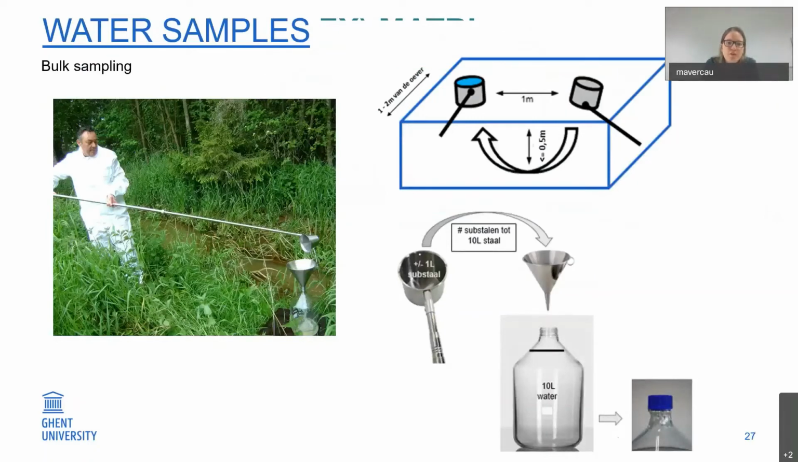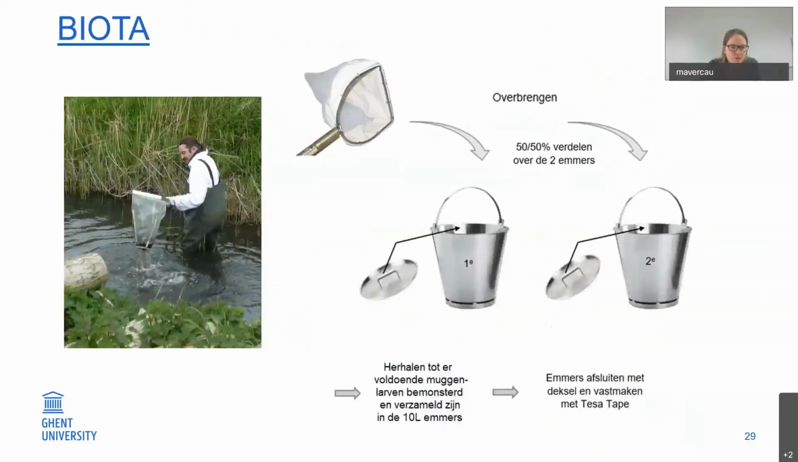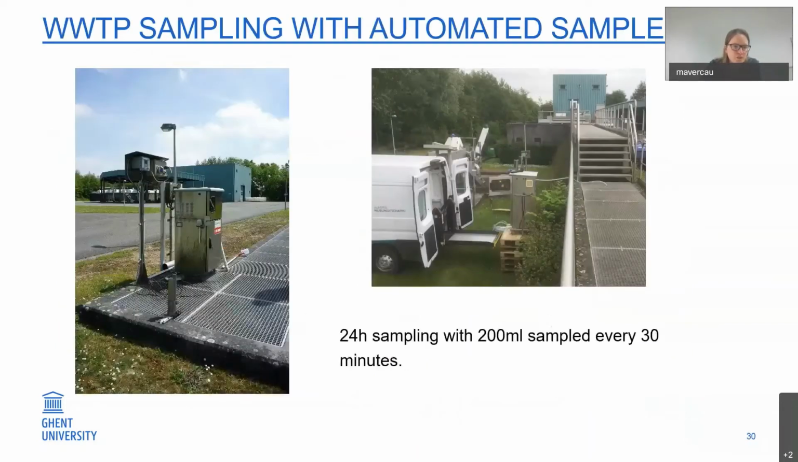So water samples, from surface waters, we use bulk sampling. We scoop some water and transfer it to a glass bottle, and then we analyze it in the lab. Sediment samples, we mostly use Van Veen grabs and transfer them to glass jars. And for biota, we also use nets and filter the water there and keep them in inox buckets. For wastewater treatment plants, we use an automated sampler.